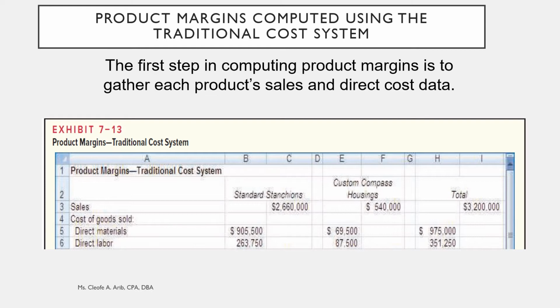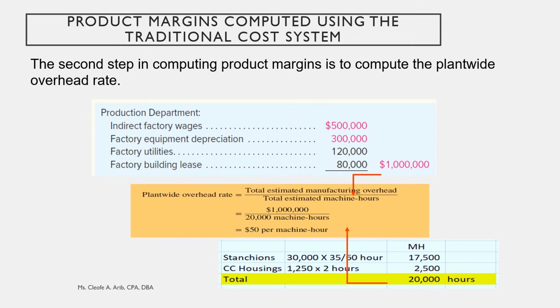First thing that you do is to gather each product's sales and direct cost data. So, we have here information for your standard stanchions as well as your custom compass housing. Yung direct cost data are direct materials and direct labor, as well as your data for your sales. So, yung next step ng pag-compute ng inyong product margin is to compute yung inyong plant-wide overhead rate.